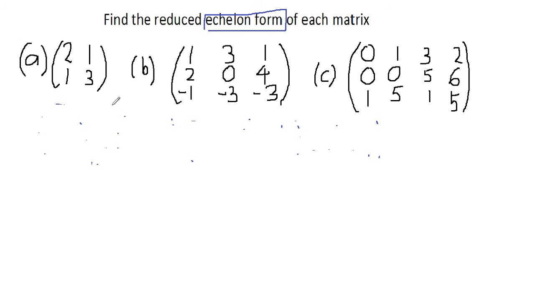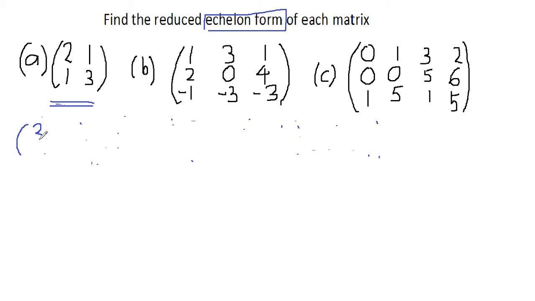Hi everyone, in this video we'll be learning how to find the reduced echelon form of each matrix here. So let's start off with this. In our previous video we learned how to use Gauss-Jordan reduction to find the reduced echelon form. So in this video we'll be having more practice on how to do so. Let's start off with the first example.